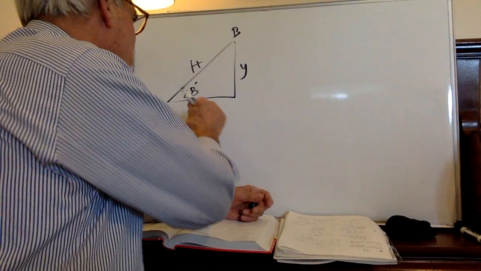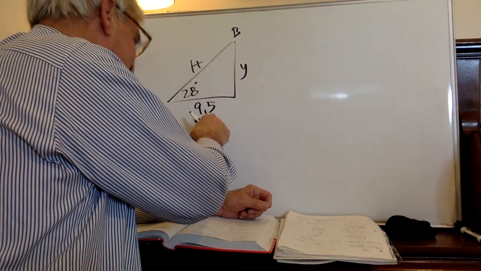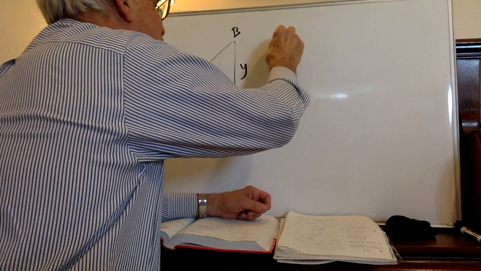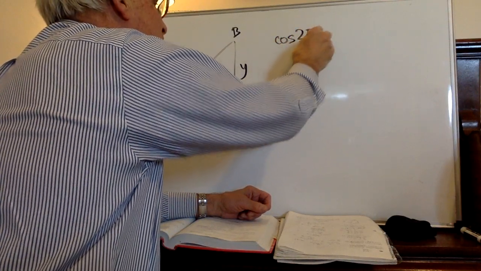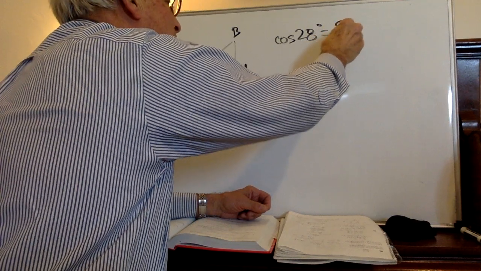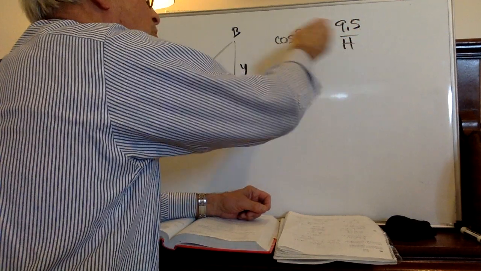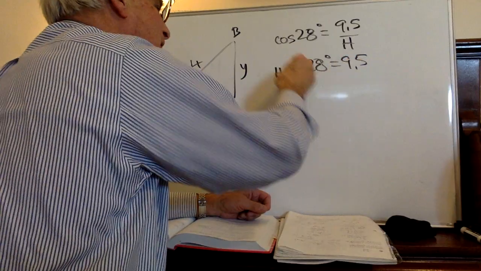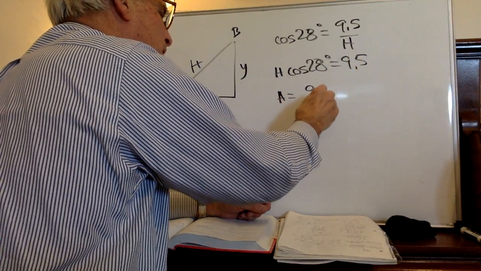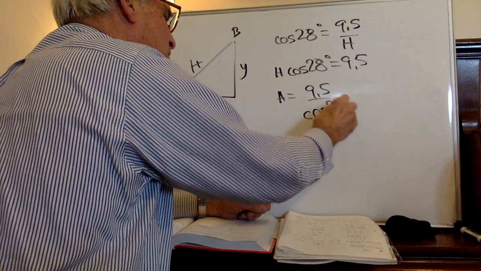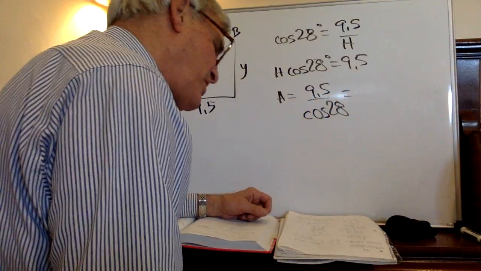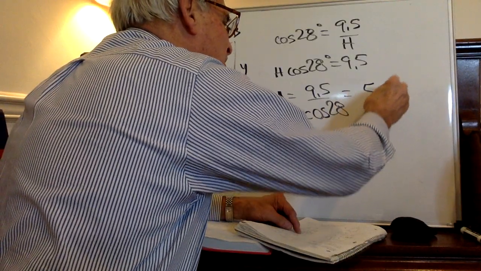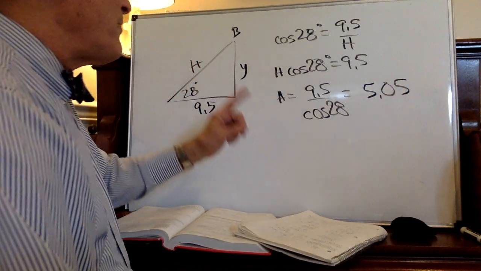Cosine. I could use cosine. The cosine of 28 is adjacent over hypotenuse. There I have two knowns, only one unknown. So I could write the cosine of 28 degrees is equal to 9.5 over h. Multiply by h, and then divide by the cosine, and you get h will equal 9.5 over the cosine of 28. And again, you can just plug that in your calculator now. What should have popped out is approximately 5.05. That's one way to do it, using cosine.